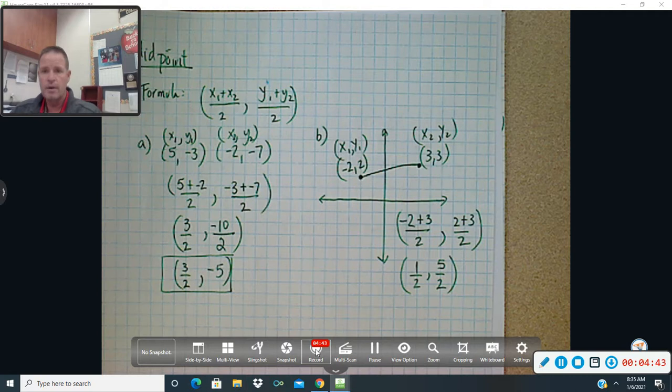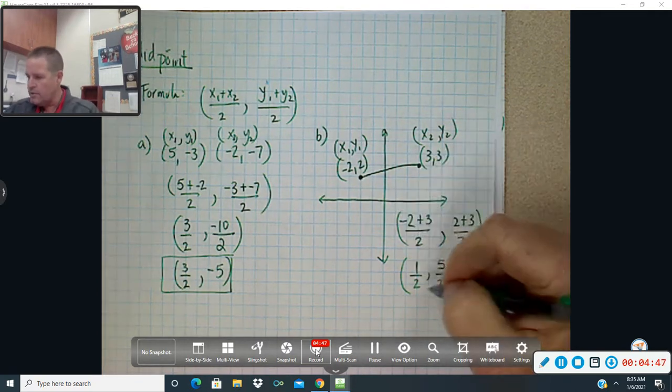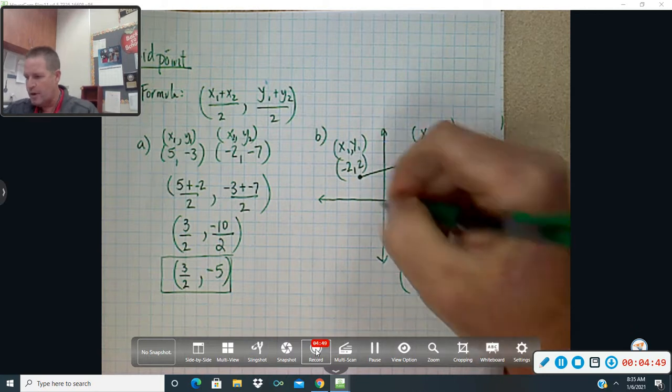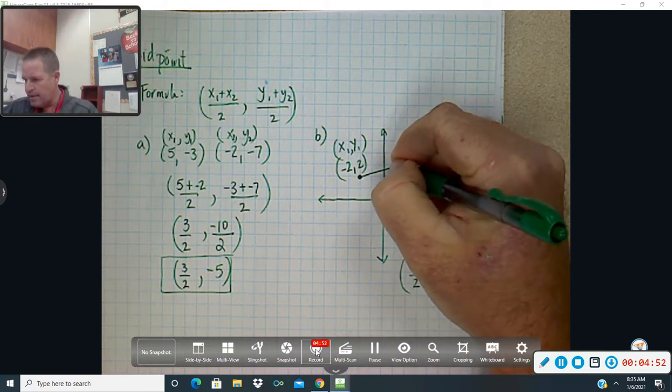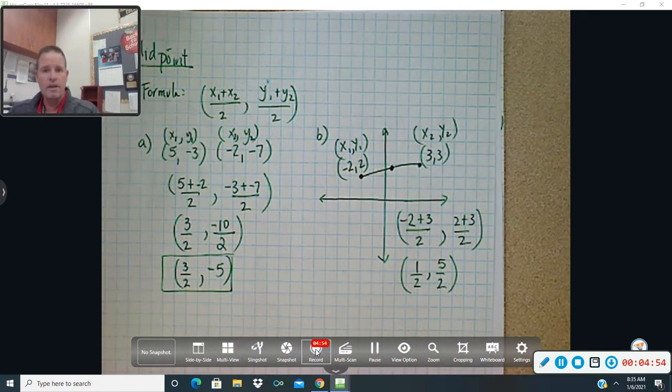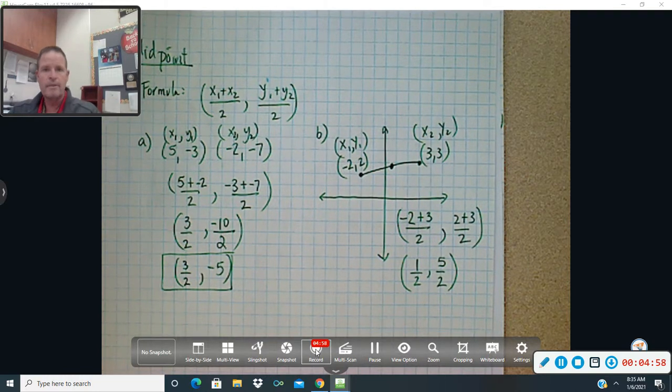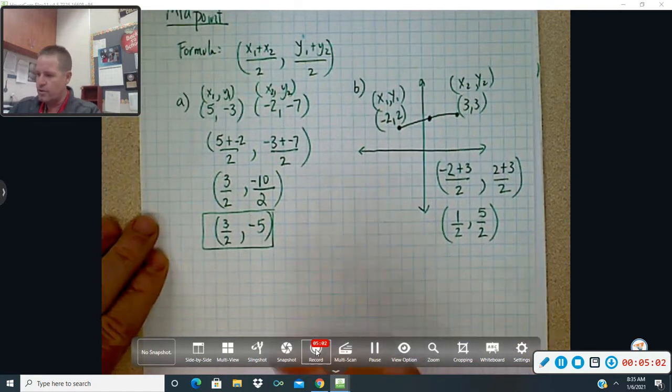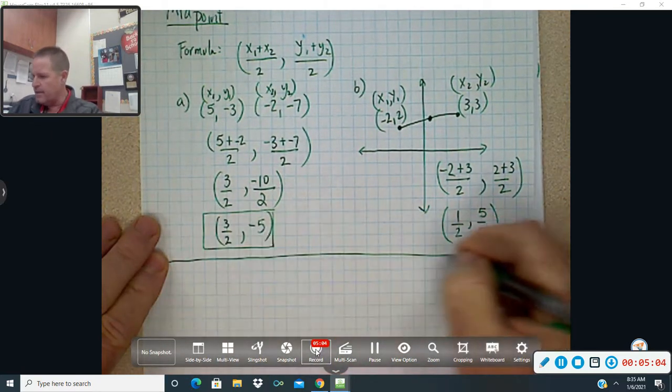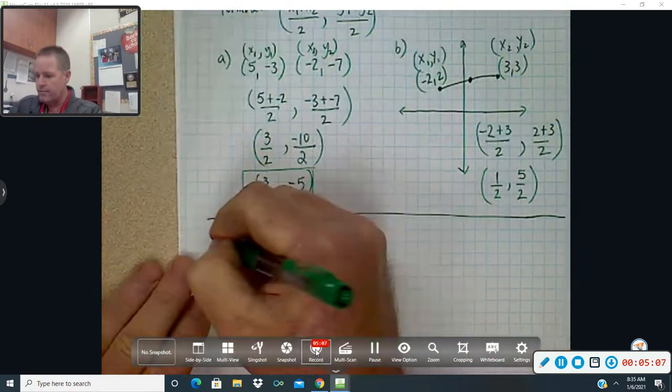Okay, pretty simple. Now, again, we showed this in class, but let's look at it again real quick here. Where is 1/2, 2.5? 1/2, 2.5 is right there. And if you look at it, that looks like it's pretty much in the middle. We have to trust the formula that it's actually correct. Okay, so that's the first thing that you need to make sure that you can do. Now the second thing that you need to be able to do is distance formula.